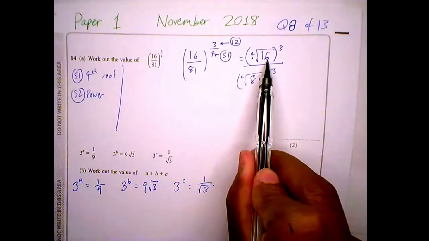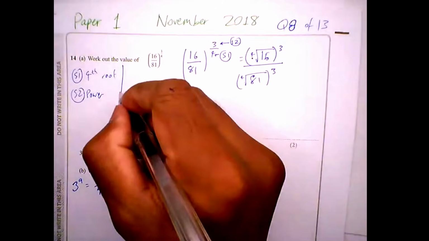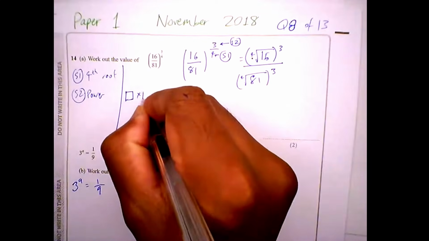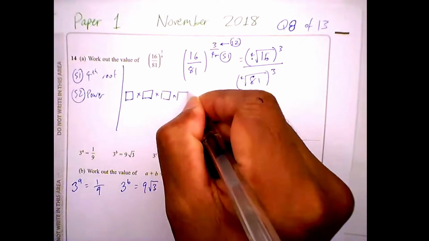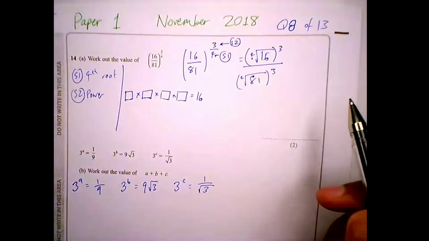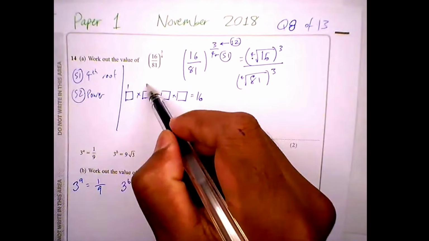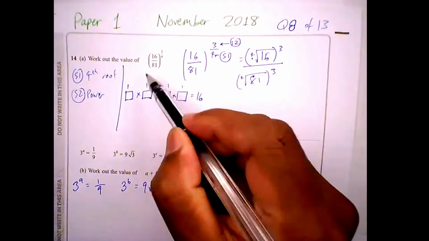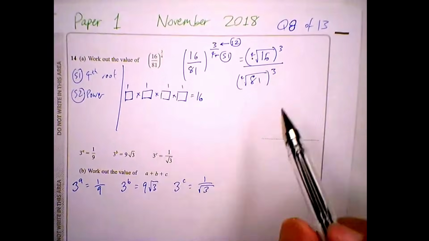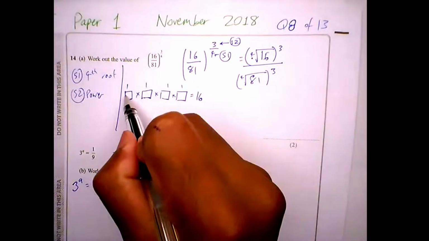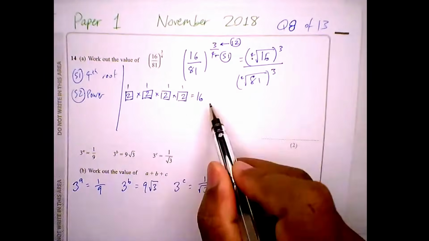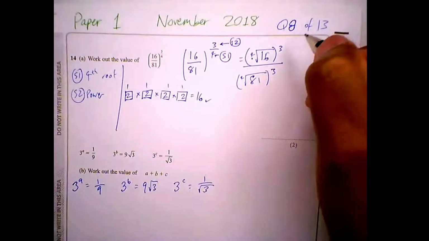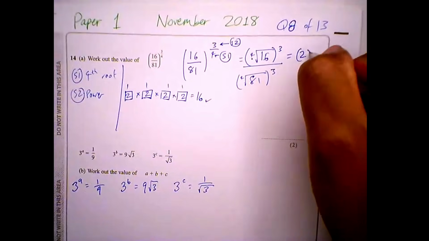Okay, so fourth root of 16. So what number multiplied by itself 4 times gives me 16? Okay, so I can go through them in order. 1 times 1 times 1 times 1. I can do it in my head. It doesn't work. 2 times 2 is 4, times 2 is 8, times 2 is 16. So that works. So this is 2 to the power 3.